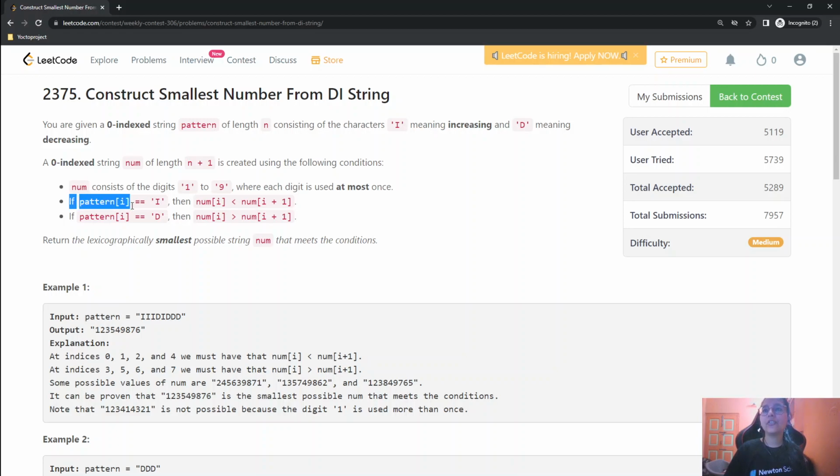And if pattern of i is equal to I, then that simply means nums of i is less than nums of i plus 1. And if pattern of i equals D, then that simply means the present character should be greater than the next character. So this is the scenario which is there. Keeping in mind these things, there are a lot of things which we need to consider before coding this solution.